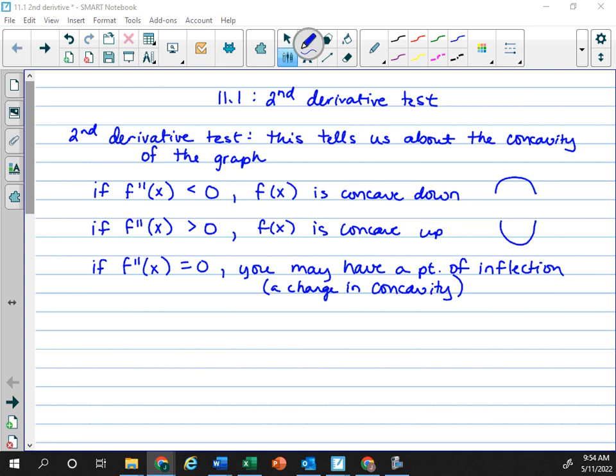So just like we had critical numbers, those values where the first derivative was equal to 0, undefined, that sort of thing, and then we would do our number line test. It's the same idea here, but with your second derivative. So let's try one.